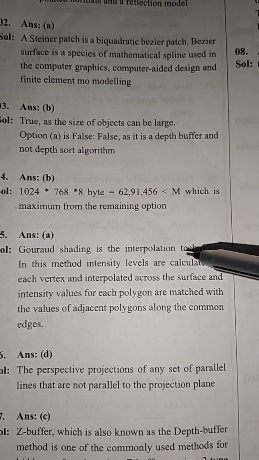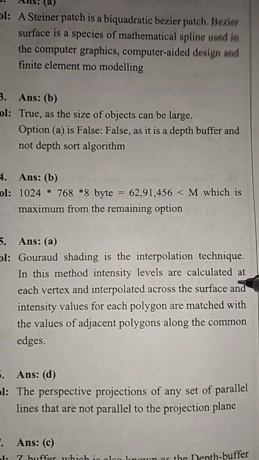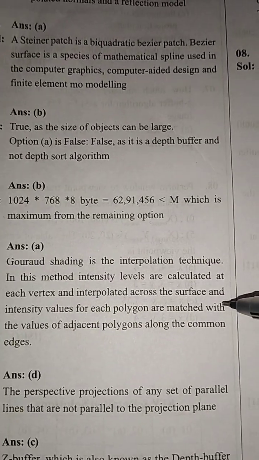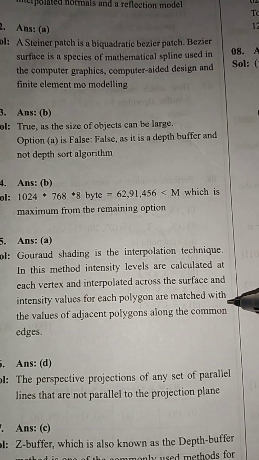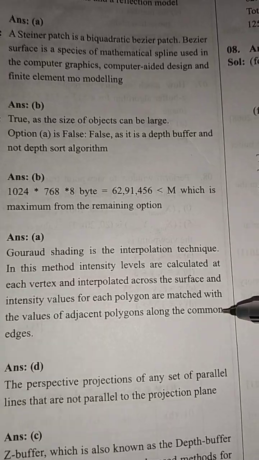Gouraud shading is an interpolation technique. In this method, intensity levels are calculated at each vertex and interpolated across the surface, and intensity values for each polygon are matched with the values of adjacent polygons along the common edges.